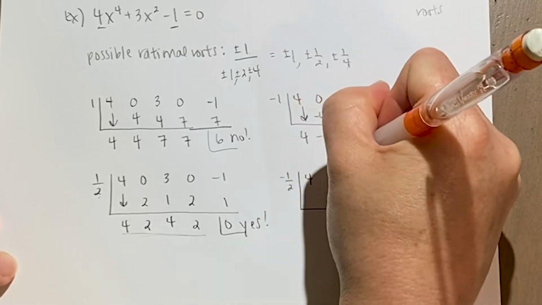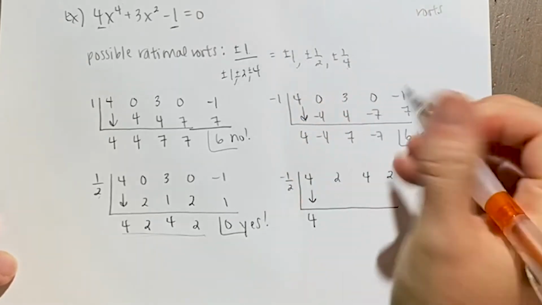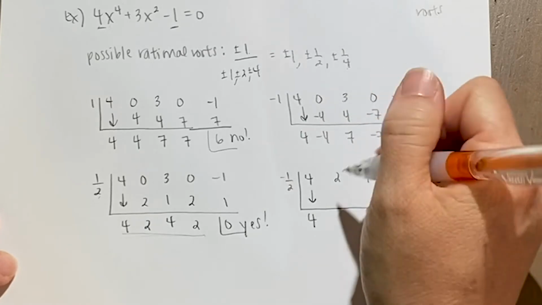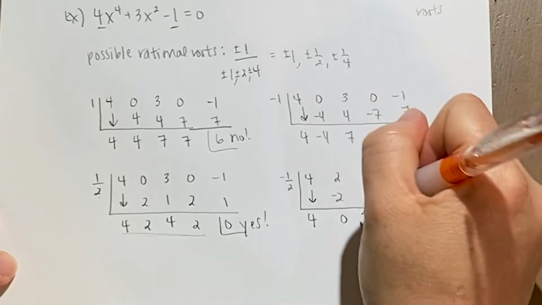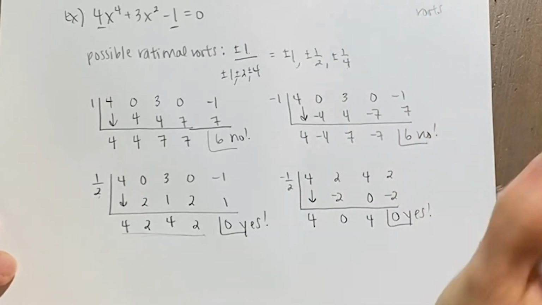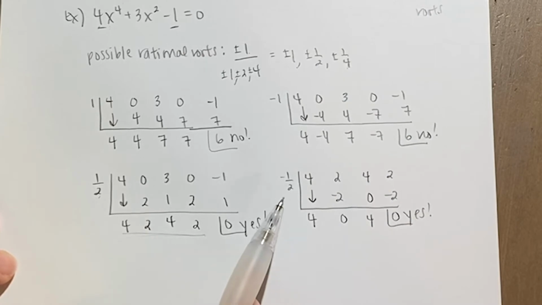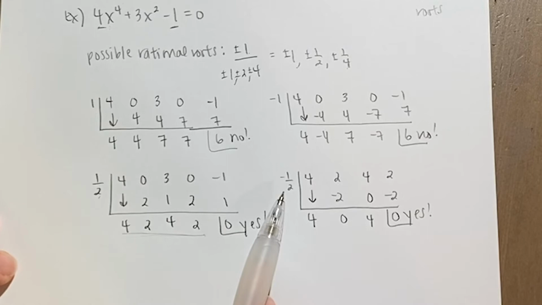So I've got 4, 2, 4, 2. Here we go. Bring down. 1/2 of 4 is 2, but this is negative. Then we have 0. 1/2 of 4 is 2, but this is negative. That one also worked. Again, it's not necessarily going to always happen that the positive and negative are both solutions, but in this case they are. So now I've taken this down to a squared function, so now I can finish solving it.